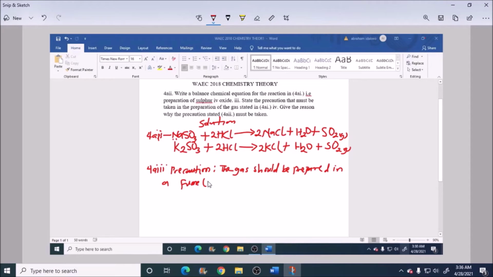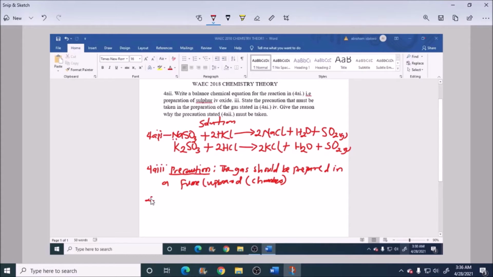The gas should be prepared in a fume cupboard, or we have a fume chamber. So the gas will be prepared in a fume cupboard. That is the precaution to be taken when preparing sulfur(IV) oxide, that is SO2.